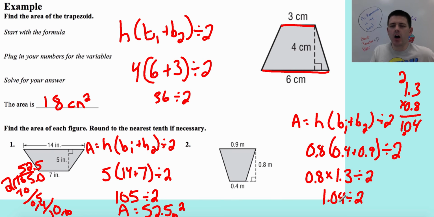So think of it kind of like 104 divided by 2. We just want to leave in our decimal. 104 divided by 2 gives me 52. And then I put back in my decimal. Again, if you needed to, you could easily do a division problem off to the side. But 1.04 divided by 2 is 0.52. We're dealing with meters, so it's meters squared.